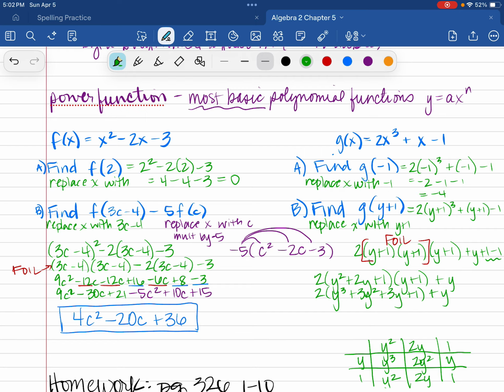Next step would be to distribute that 2 that's on the left. So I'd have 2y cubed plus 6y squared plus 6y plus 2, and then plus y. One last step, we can combine the 6y and the y. So our final answer would be 2y cubed plus 6y squared plus 7y plus 2. I'm going to highlight that so it stands out. So that's our final answer there.